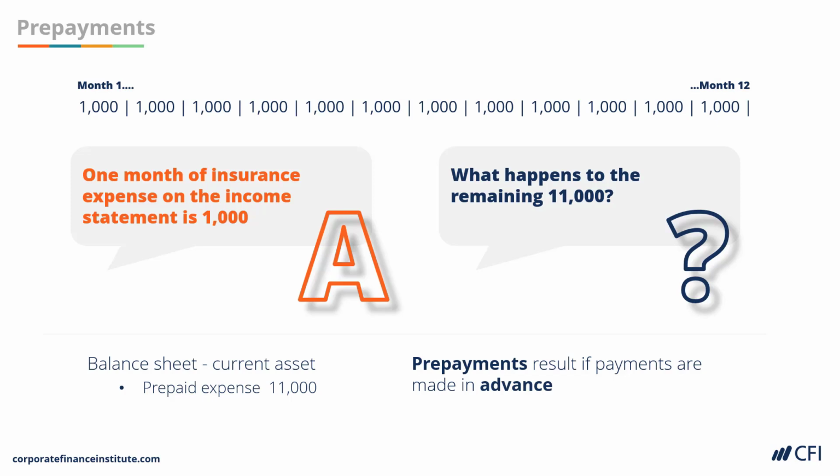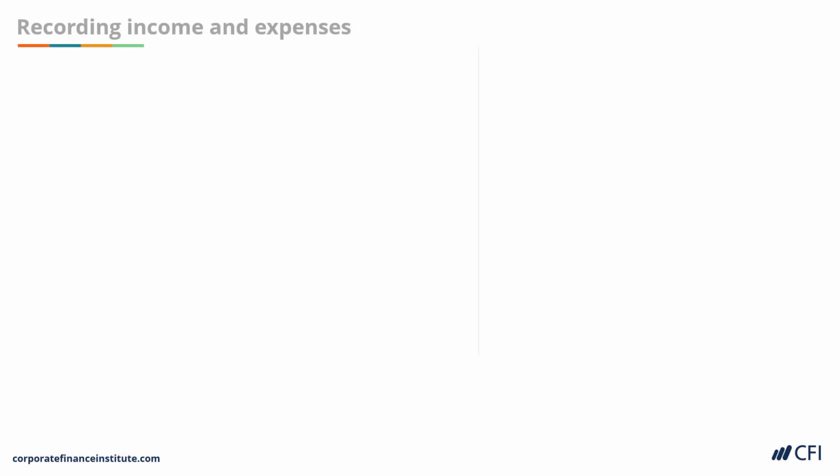So, to summarize, since the insurance policy was purchased with only 1 month left in the year, instead of recording an expense on the income statement of $12,000, an expense of only $1,000 is recorded, and the remaining $11,000 goes on to the balance sheet as a prepaid expense. Here is another example for us to look at.